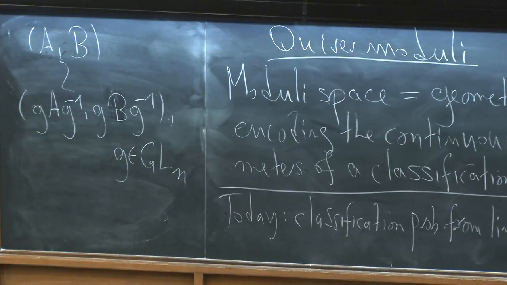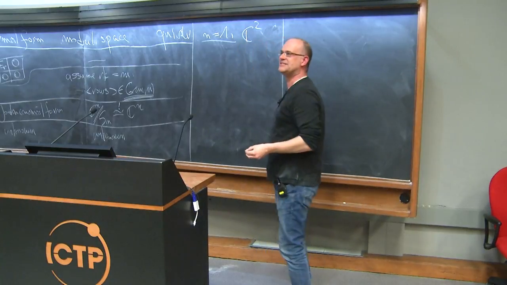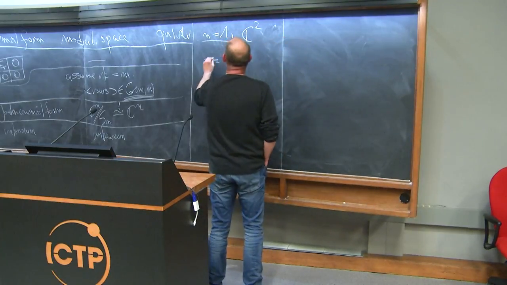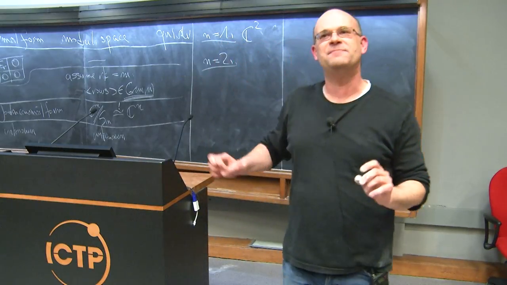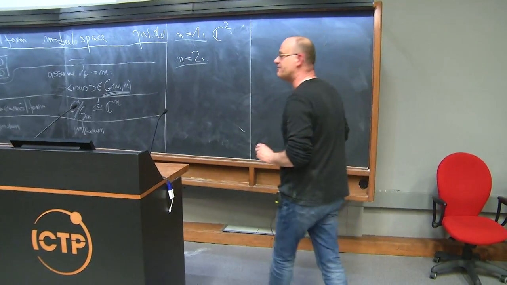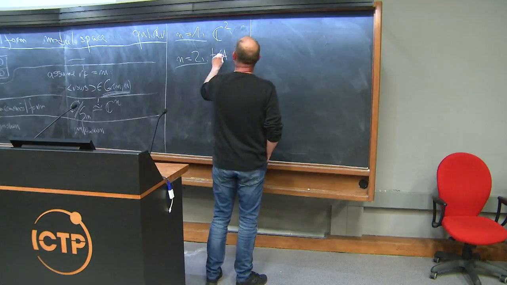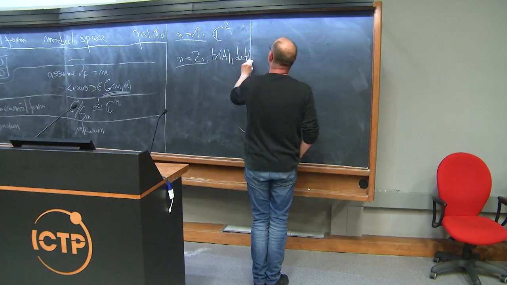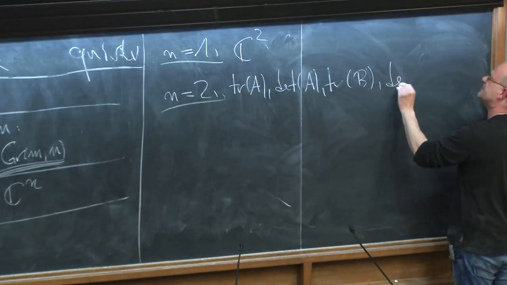So for n equals 1, conjugation of 1 by 1 matrices is easy, it does nothing, so our moduli space is still C2. N equals 2, that's also known. There are, in general, many invariants, but for n equals 2, for pairs of 2 by 2 matrices, you need exactly 5 invariants, namely, the trace of the matrix A, the determinant of the matrix A, the trace of B, and the determinant of B.